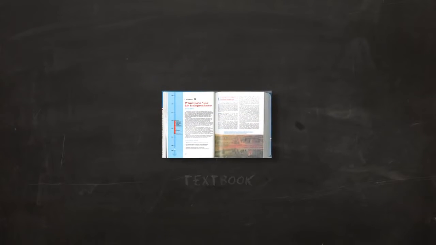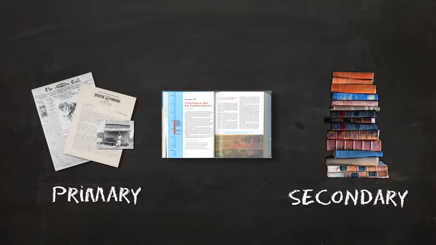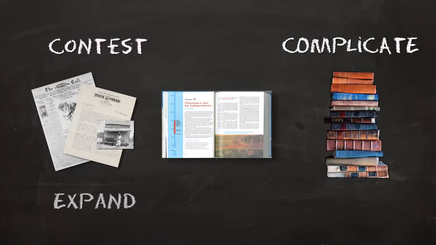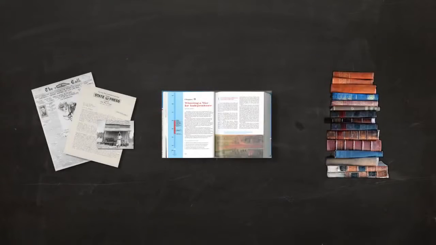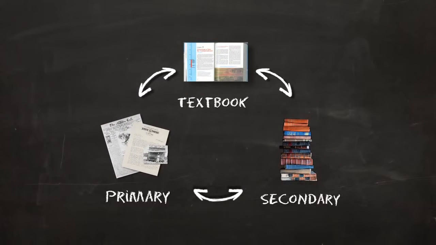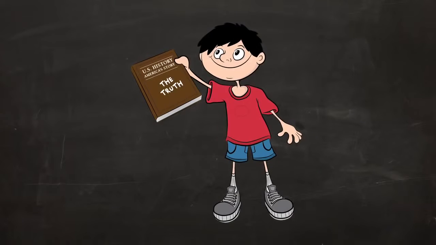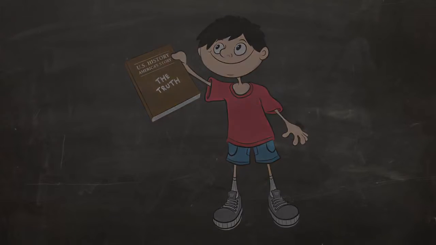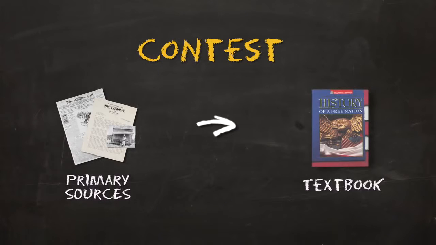OUTs provide students with additional source material, sometimes primary, sometimes secondary, to contest, complicate, expand, or vivify the textbook narrative. Instead of dismissing the textbook, OUTs ask students to compare it to other historical sources. An OUT teaches students that history requires the analysis and synthesis of multiple sources, not the reliance on a single source. OUTs that contest use primary sources to challenge the facts of the textbook or offer competing interpretations.